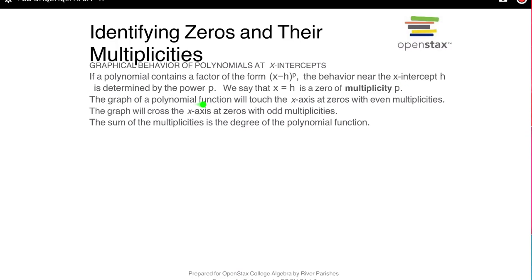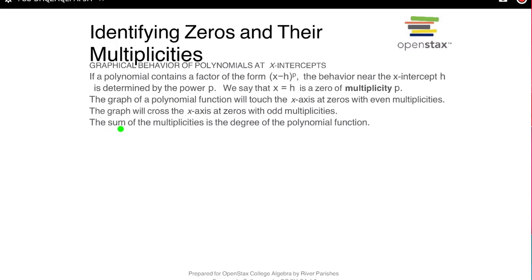The graph of a polynomial function will touch the x-axis at zeros with even multiplicities. So if this was squared, or to the fourth, anything like that, if the multiplicity is even, the graph will just touch that x-intercept and kind of bounce off. The graph will cross the x-axis at zeros with odd multiplicities.